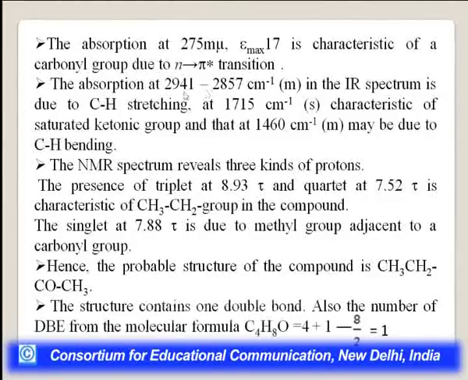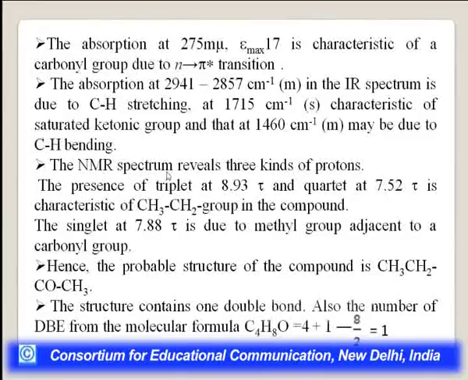The absorption at this value, medium in the IR spectrum, is due to the carbon hydrogen stretching, and this value 1715 should immediately attract you. If this kind of range is available in the spectrum, it immediately gives you an idea whether it is a carbonyl group, aldehyde group or ketonic group. This higher peak will show that it can be a ketonic group, that is a saturated ketonic group, and this value may be due to the carbon hydrogen bending.